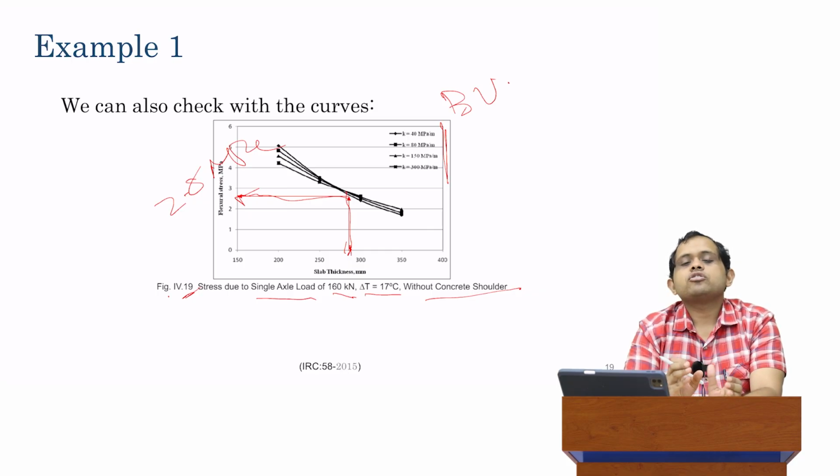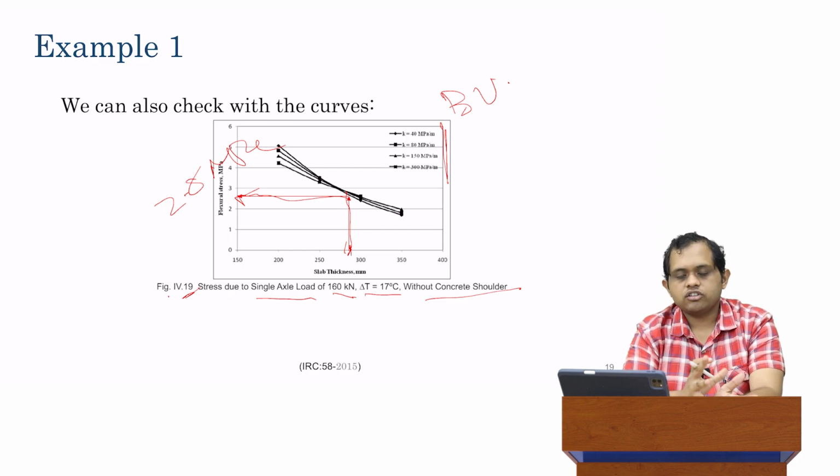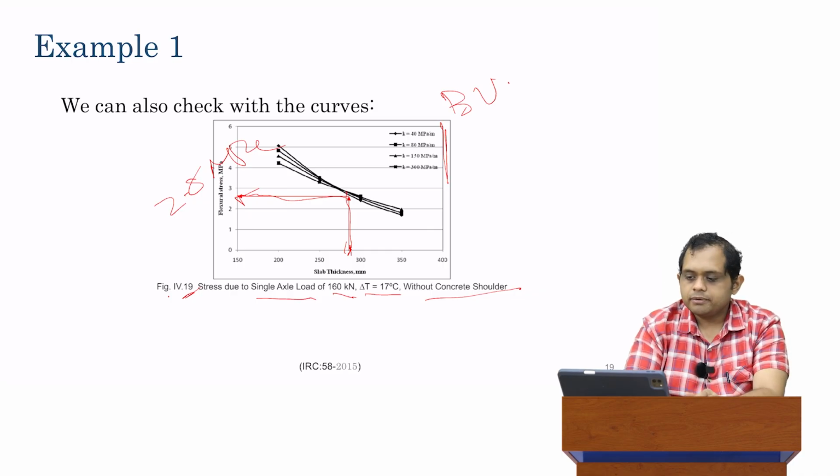If you're using the spreadsheet which has been provided with the IRC code, then you need not do all this because the authors of the code and the spreadsheet have already guaranteed that these are correct. So they've done all these checks already.